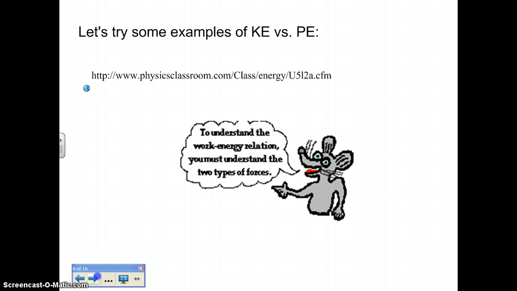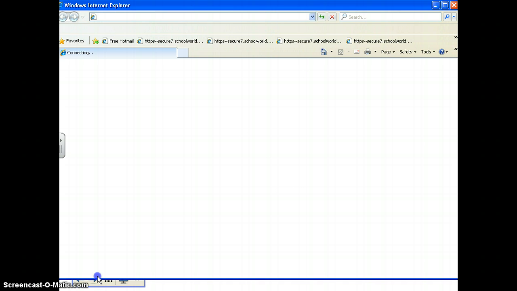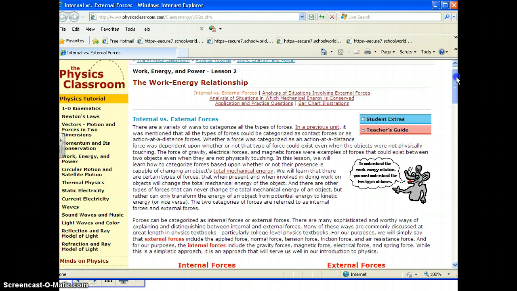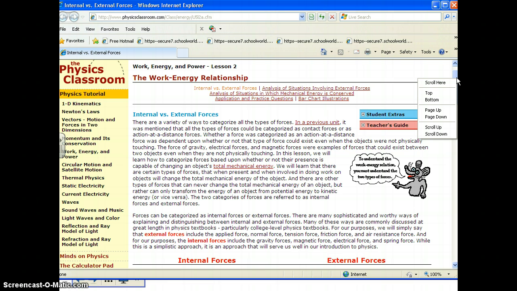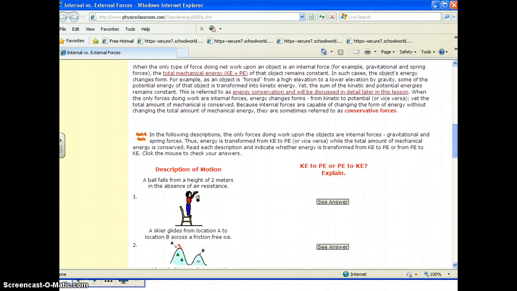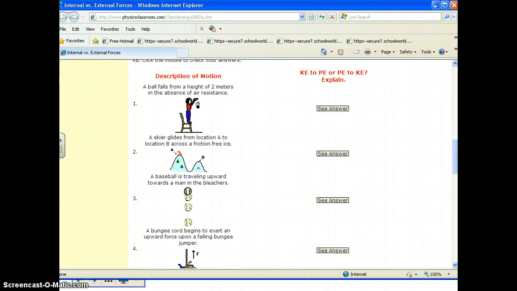Just for time's sake, I'm only going to do one of them with you. Do go to this slide here and look at physicsclassroom.com. Please look at that before you do any assessments with us in this chapter. We do a lot with work, energy, and power. On the left-hand side, where it says physics tutorial, read down to where it says work, energy, and power. That's where I am. Please make sure that you read through this stuff. From that, you will be able to do these examples right here.